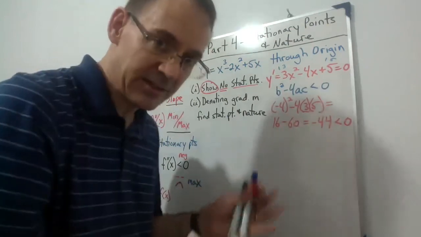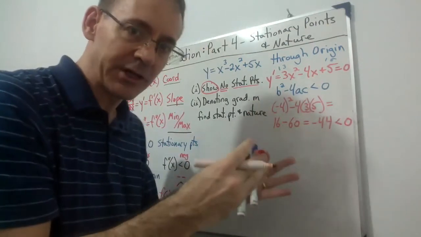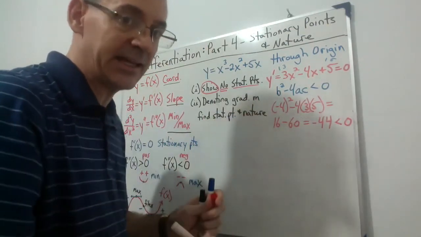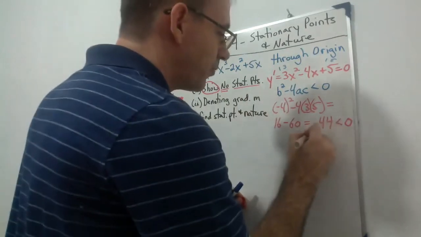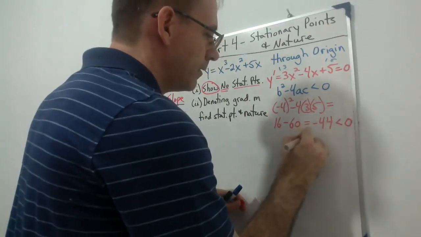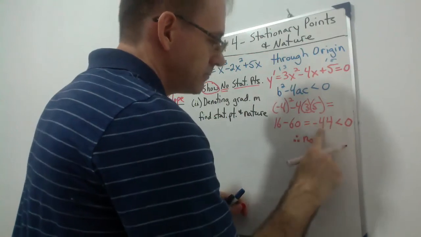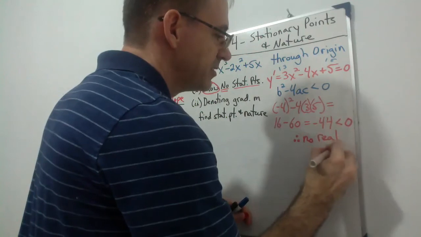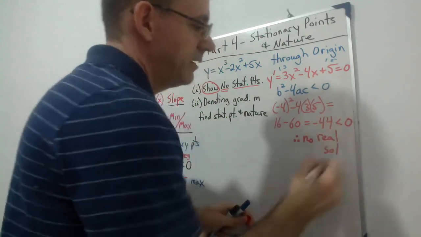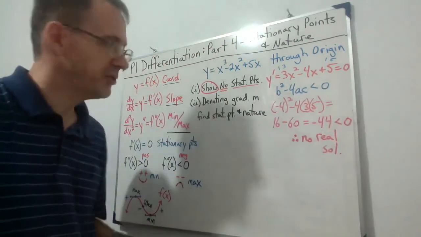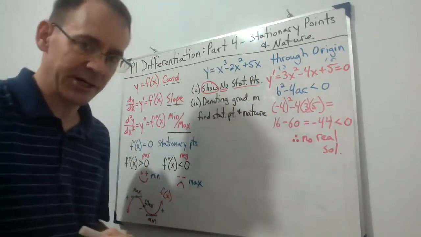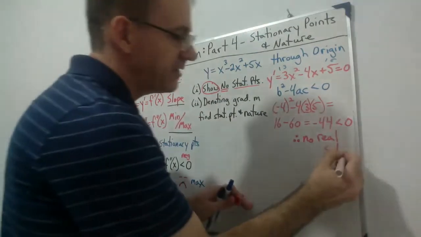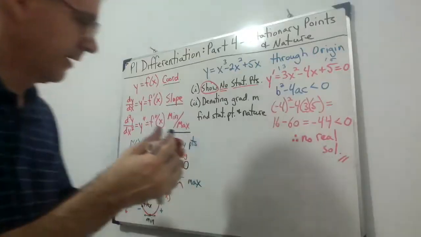That is negative. Doesn't really matter the 44. What matters is that it's negative. Therefore, no, what we'll call real solutions. Okay, so no real solutions, meaning no stationary points. So that's how you show that.